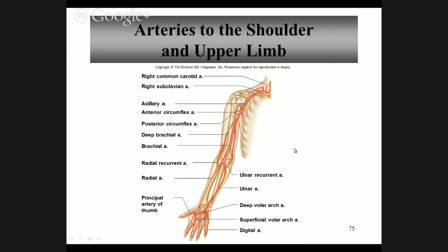And these are the arteries of the shoulder and upper limb. You have the axillary, and we have the deep brachial and the brachial, and the radial, and the ulnar. And some of the arteries that supply the hand.